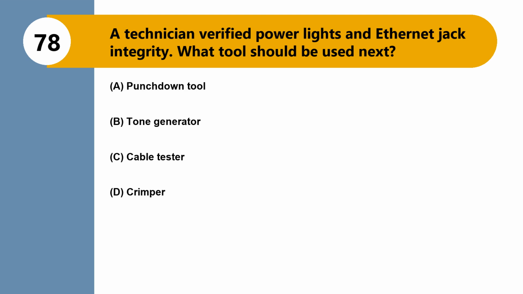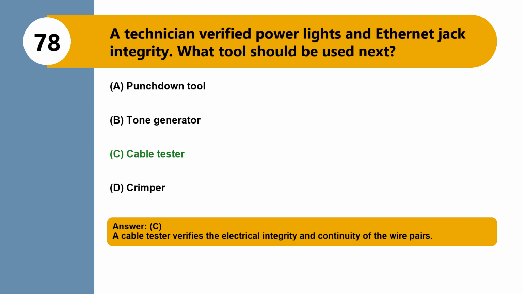Question 78. A technician verified power lights and Ethernet jack integrity. What tool should be used next? Option A, punch down tool. Option B, tone generator. Option C, cable tester. Option D, crimper. The correct answer is option C, cable tester. A cable tester verifies the electrical integrity and continuity of the wire pairs.